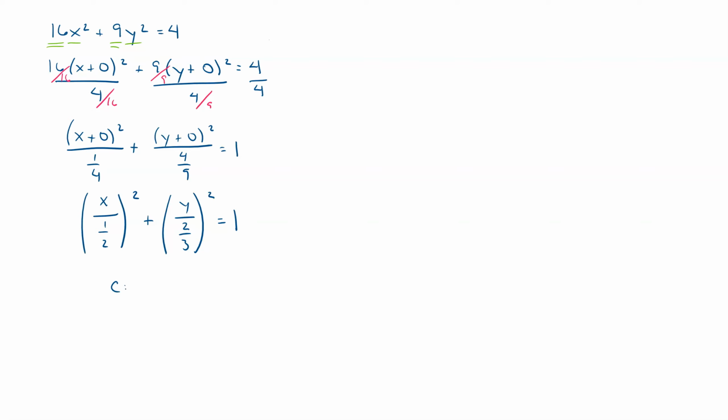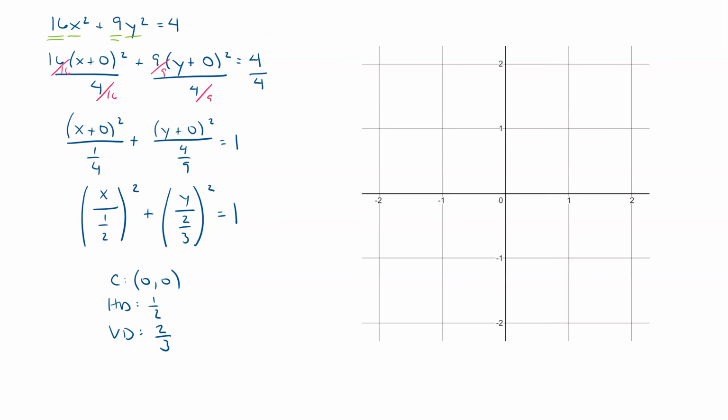And what I have is a center of 0, 0, a horizontal displacement of 1/2, and a vertical displacement of 2/3. So when it comes time to sketch, we're just going to go over 0, 0, then we're going to go over 1/2 horizontally, up 2/3, down 2/3 vertically, and then we're going to sketch an ellipse in there, and big dots fix everything. And no matter how good or bad your drawing is, we're going to label our horizontal displacement and our vertical displacement with their values.